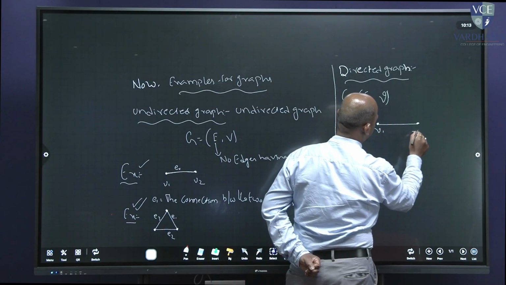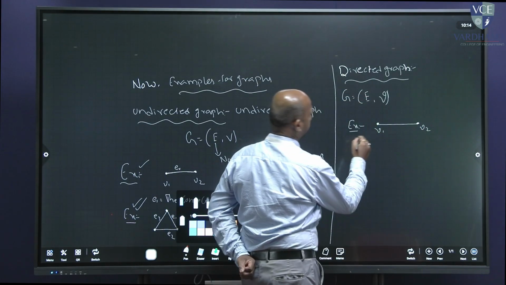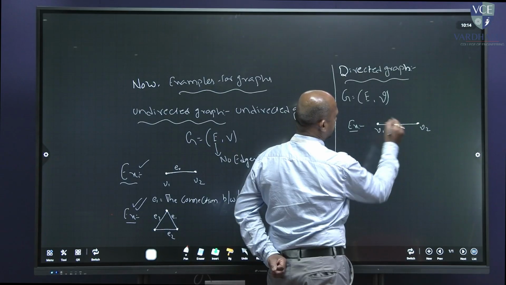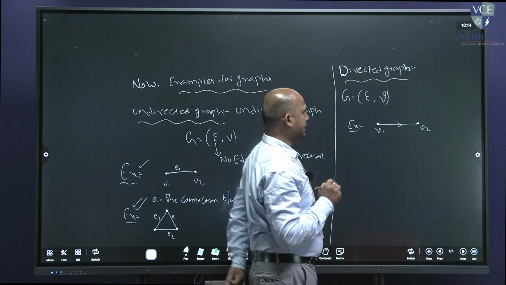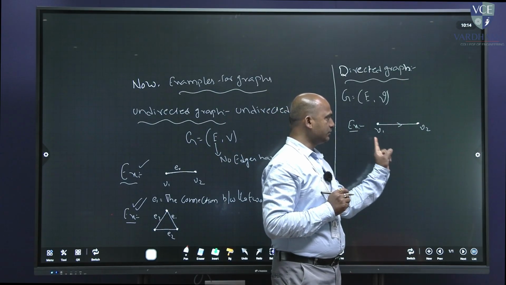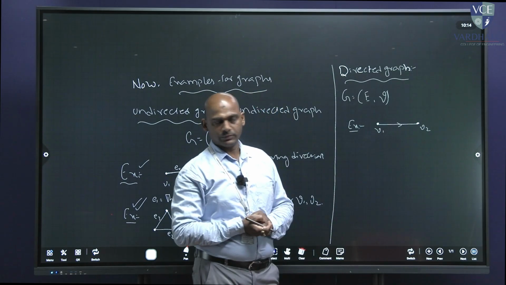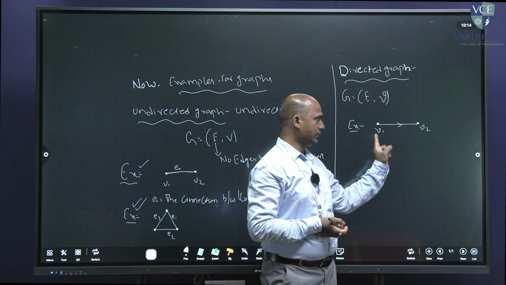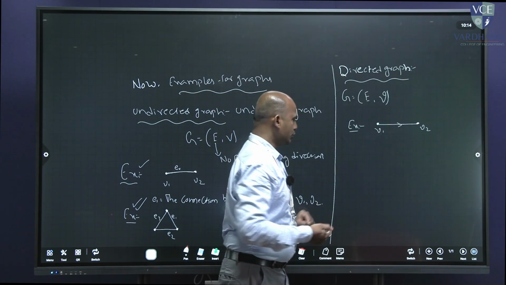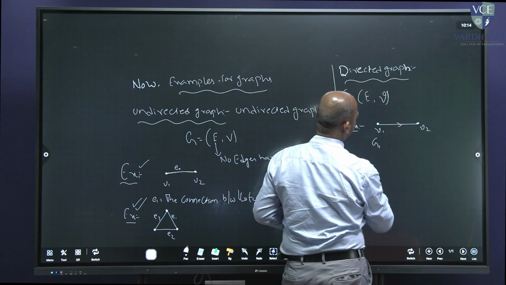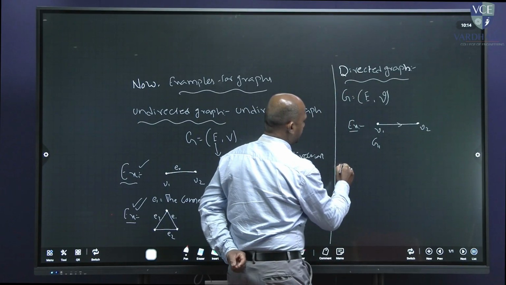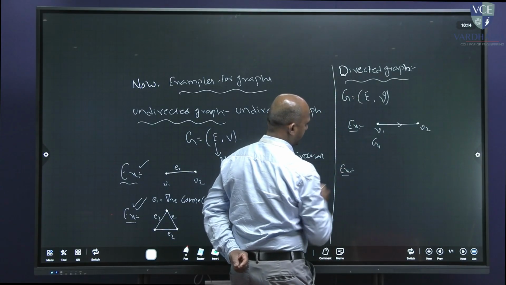So this is V1, this is V2. So here we have some direction. The direction is defined from vertex V1 to vertex V2. So this is a directed graph G1. Next, we'll see a second example for directed graph.